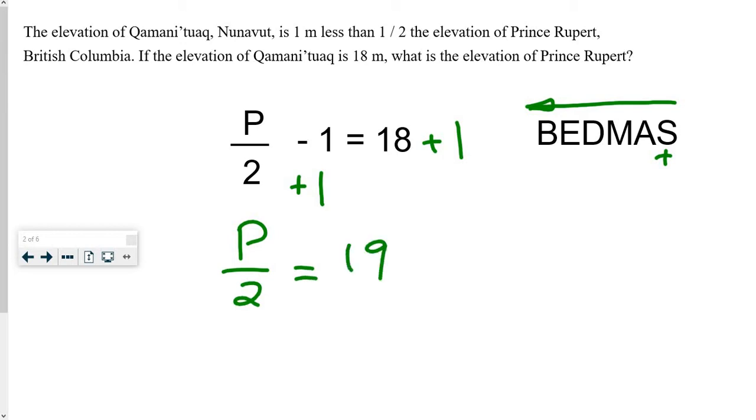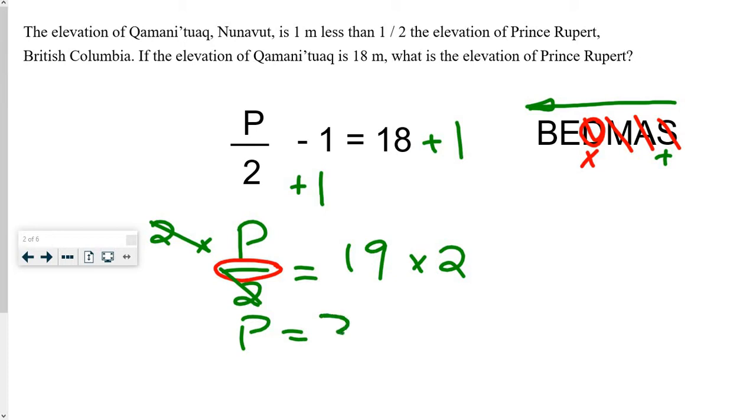So P divided by 2, so we're going to multiply by 2 because what's happening to it right now? Division. Sorry, let's go back. We're done subtraction. We're done addition. There is no multiplication. So division is where we're at right now, and the opposite of division is multiplication. So we're going to times by 2. So what we do here, we multiply by 2 as well. 2 times P divided by 2 is the same as P. For instance, 2 times 5 divided by 2 is 5. 10 times 3 divided by 3 is 10. So P equals 19 times 2, 38.